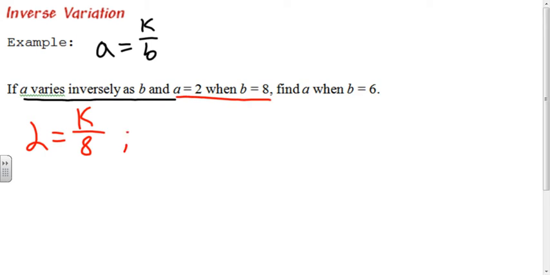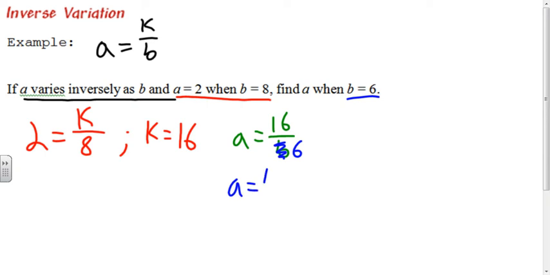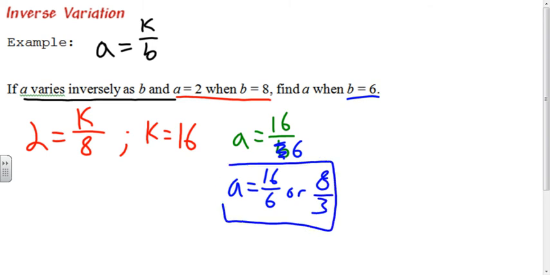Well, we still have to find what k equals. So multiply both sides by 8, k equals 16. So we'd say a equals 16 over b, and we know that b is 6. 16 divided by 6 then, a equals 16 over 6, or, simplifying it down, taking 2 out of each of these, 8 over 3. A equals 8/3. That would be yet another example of inverse variation.